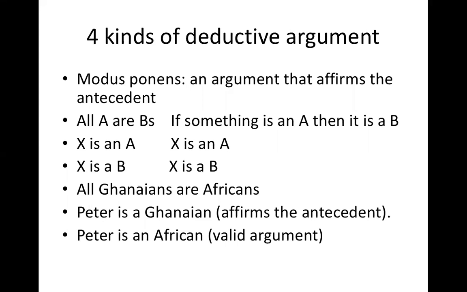So four kinds of deductive arguments. Modus ponens is an argument that affirms the antecedent. All A's are B's, X is an A, X is a B. All Ghanaians are Africans. Peter is a Ghanaian. Peter is an African. So we said it's a valid argument. We call it modus ponens.